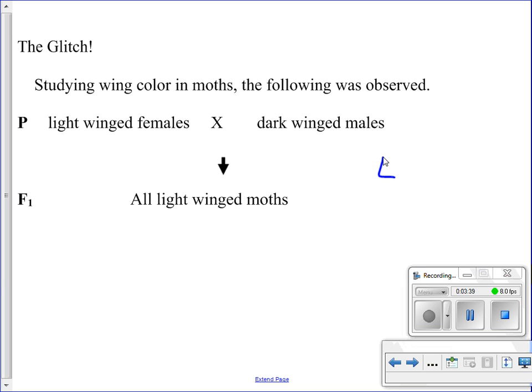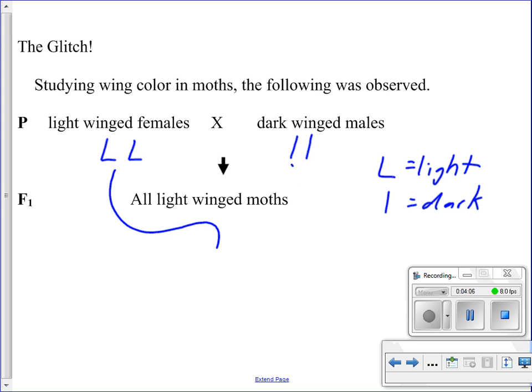So we will use a capital L to represent the light wing color and a lowercase l to represent the dark wing color. Using these letters, we can then write down the genotypes for each one of the parents. That would make the females homozygous dominant and the males homozygous recessive, and all of the offspring, because they get one allele from each parent, all of them would have a capital L and a lowercase l.